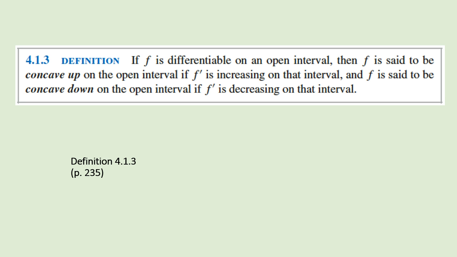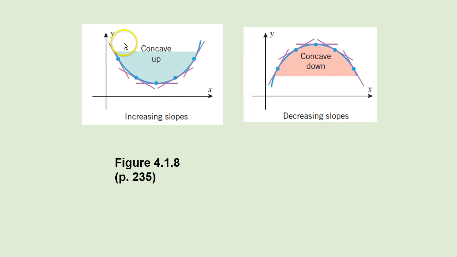A function, if it's differentiable on an open interval, we say it's concave up on that open interval if the first derivative is increasing, and it's concave down if the first derivative is decreasing on a given interval. Graphically speaking, concave up means the graph is bent upwards. That means that the slopes of the tangent lines are going to increase. Concave down means the graph is bent downwards as we go across our interval from left to right.